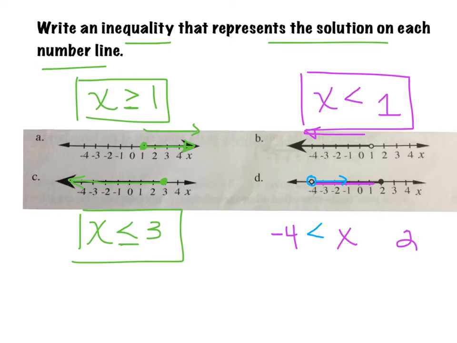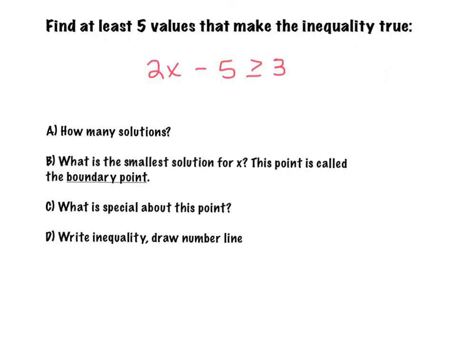And then comparing to the 2, it's all the numbers smaller than 2. So I'm going to say x is smaller than 2, but it could be equal to 2 because that dot's filled in. So here's my inequality for that one. All right, so I want you to go ahead and write this inequality down, and I want you to push pause and find at least 5 values that would make this inequality true.